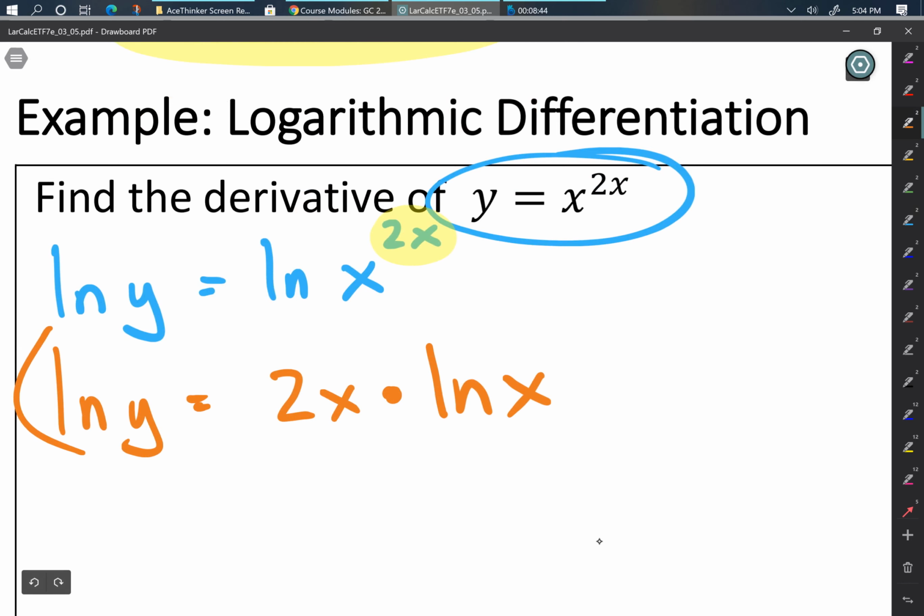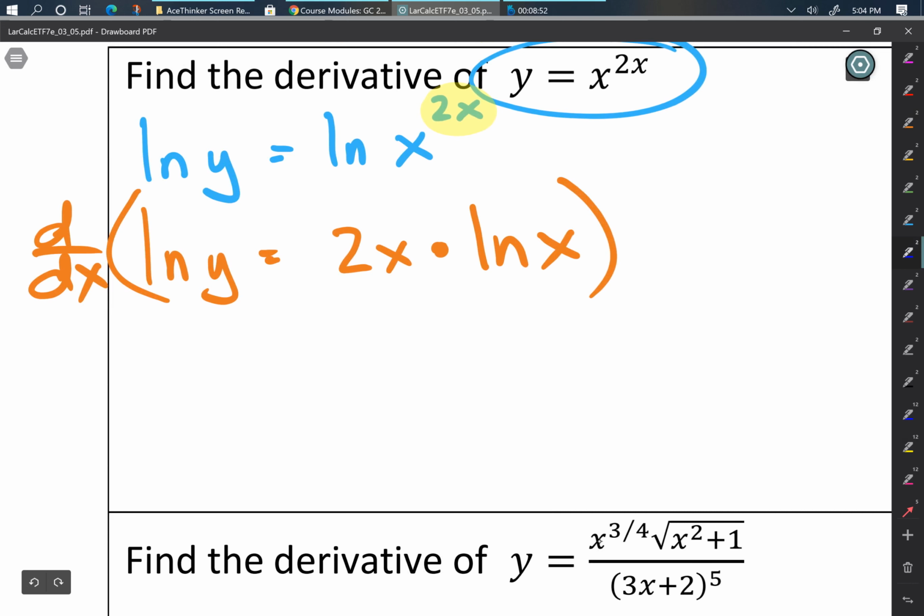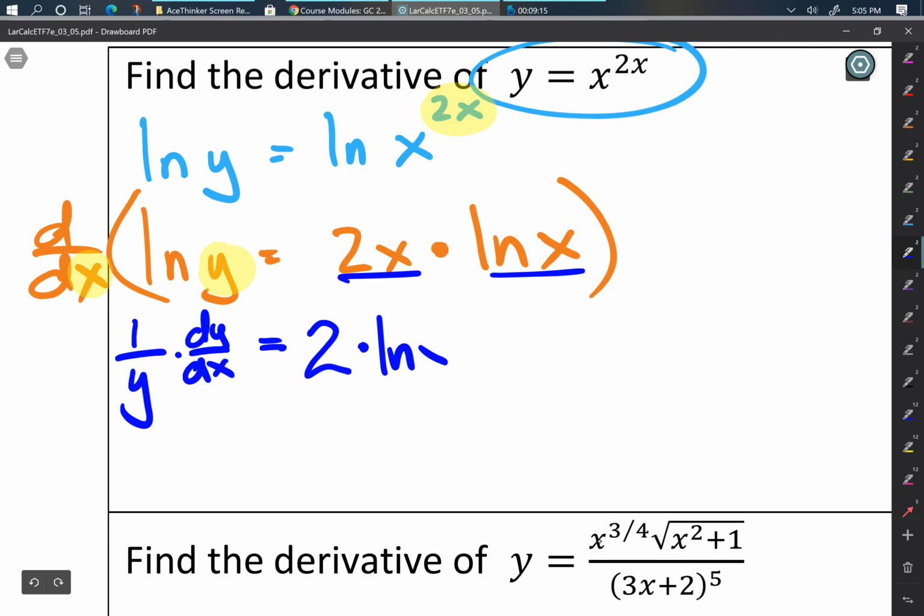Now I have to be careful though, because to take the derivative of this, I have to use implicit differentiation. Right? So starting on the left, the natural log of y with respect to x, the variables don't match, so this is a chain rule situation. So this becomes 1 over y times dy dx is equal to, on the right-hand side, this is a product rule. So the derivative of the first one is going to be 2 times the second, the natural log of x, plus the first one, 2x, times the derivative of the second, or the natural log of x is 1 over x. Okay? At this point, I'm almost done.